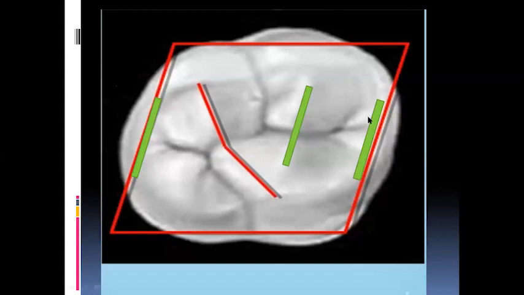This is the marginal ridges. This is the mesial marginal ridge. This is the distal marginal ridge. This is a transverse ridge and oblique ridge. Oblique ridge, mesiolingual curve to distobuccal. This is the oblique ridge. This is the transverse ridge. These are the cusp ridges.